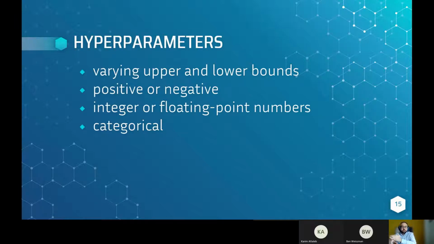They can be positive or negative. They can be an integer or a floating point number. For example, the epoch count, that's the overall time that you use to train your network, is also a hyperparameter. Or in fact, they can also be categorical, such as the type of function that you're going to use.